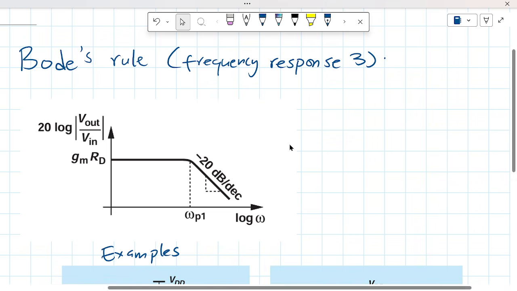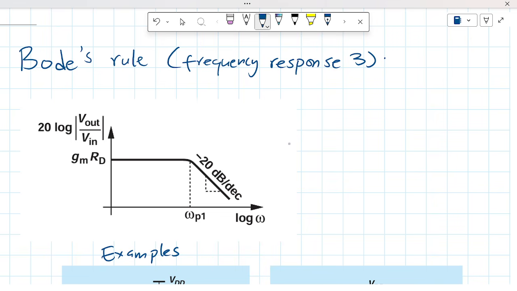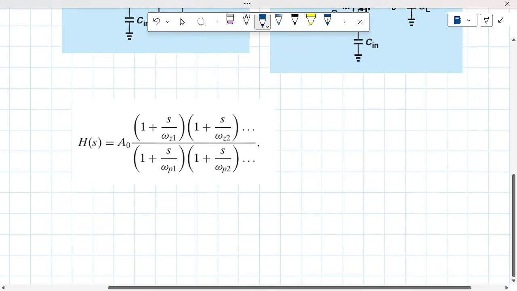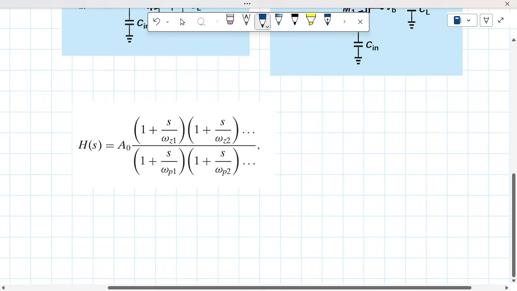In this video, we are going to look at Bode's rule. Bode's rule gives us a very short, easy way of writing or plotting out the frequency response of a system. Before that, let's do a quick recap on something we should already know.